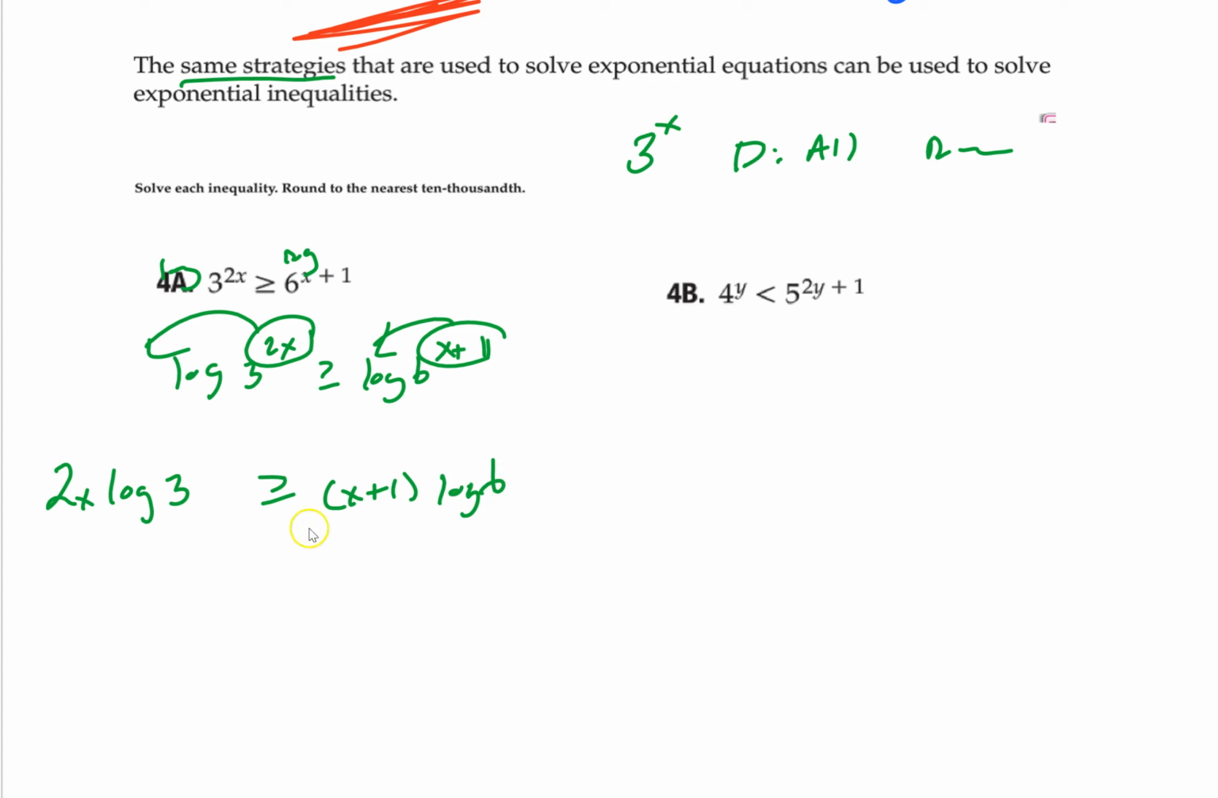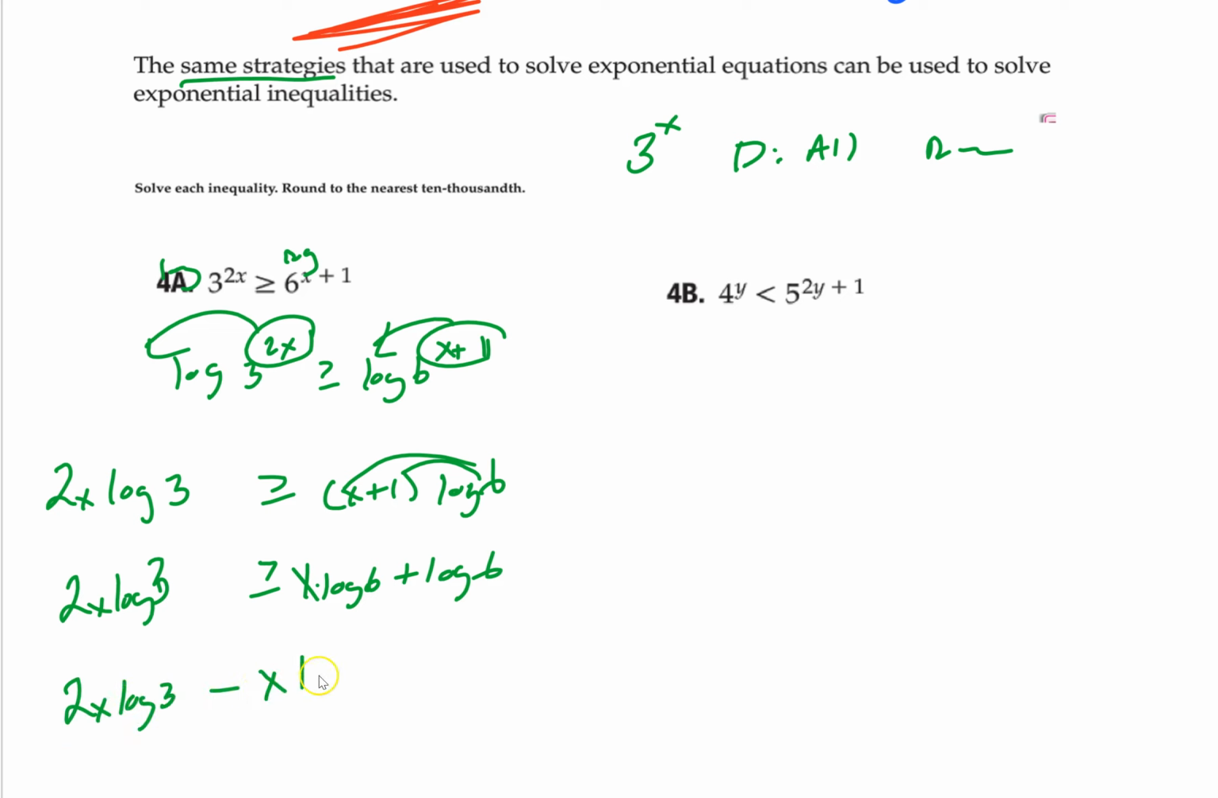And we just did one like this. How do we solve it? Well, you could either put this in your calculator and work with decimals, or you just do the math on it. x log 6 plus log 6 on the right, 2x log 3 on the left. You have two variables, so you want to get the x's on the same side. 2x log 3 minus x log 6, subtracting this from both sides, is going to equal log 6.